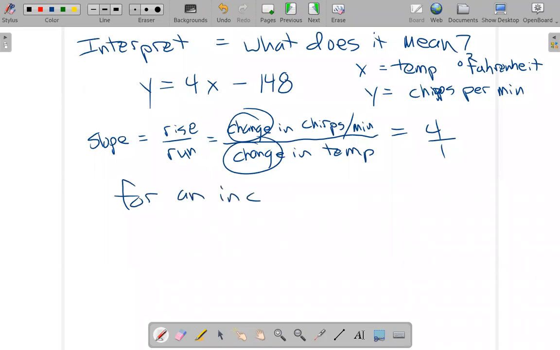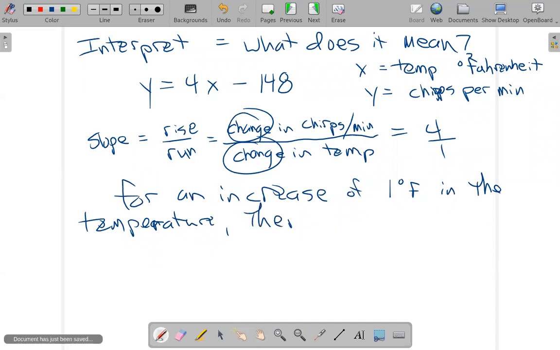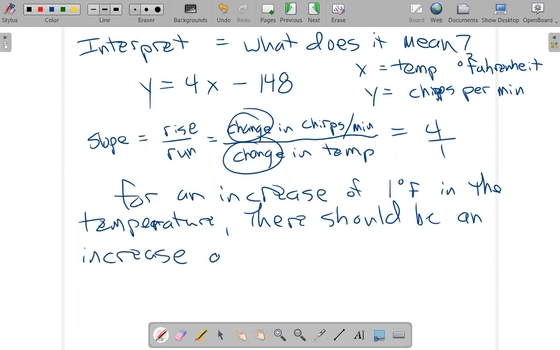For an increase, we always talk about the input first. Increase of 1 degree Fahrenheit in the temperature. There should be, will be, however you want to say that, and that's positive, another increase of 4 chirps per minute. That's what the slope tells me. And for me to come up with how to phrase that, I got to write what the change in the numerator means, what the change in the denominator means, and then compare that to my slope as a fraction. And then we always talk about the input first and how that changes the output. So that's the interpretation of the slope.